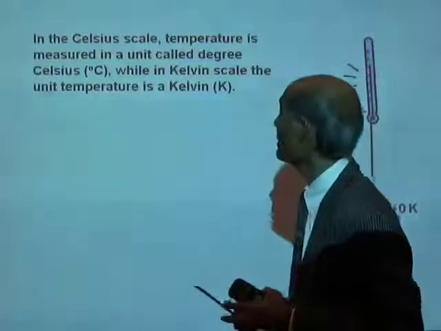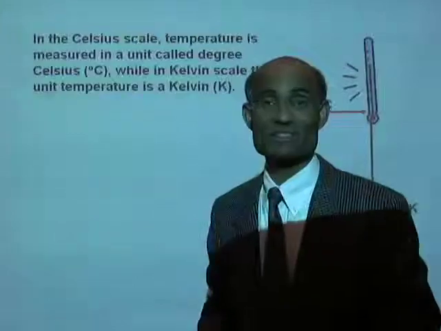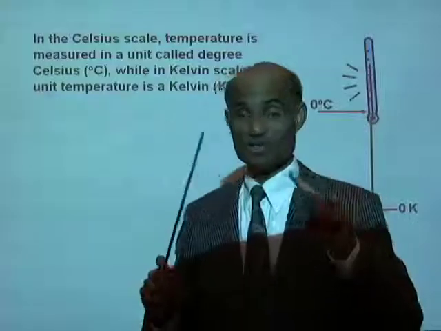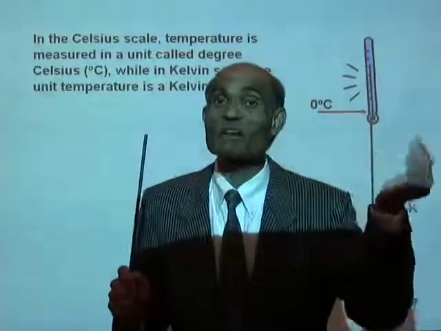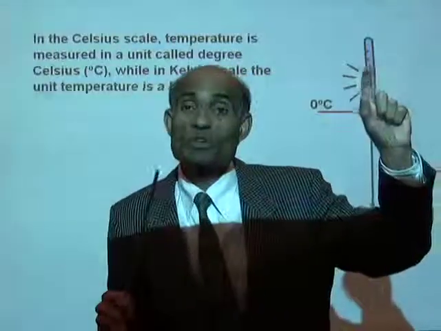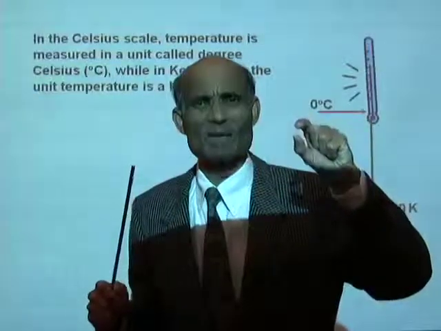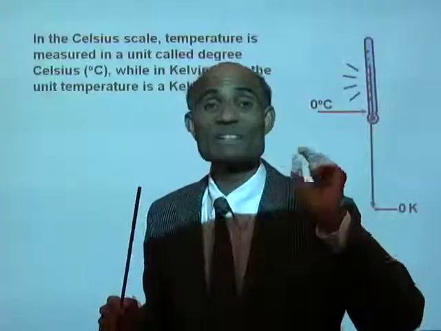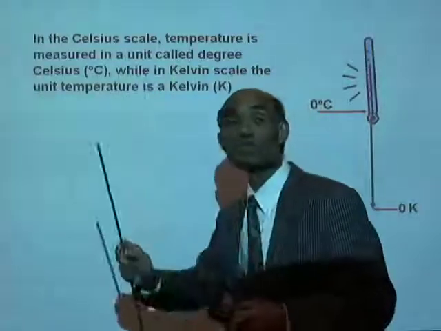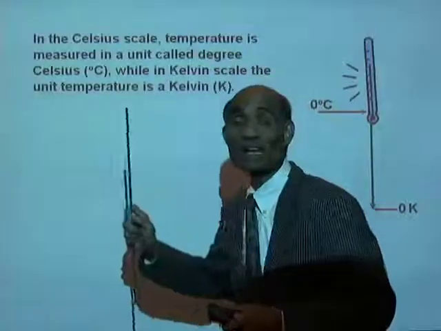Now, in the Celsius scale, the temperature is measured in a unit called degrees Celsius. And on the Kelvin scale, it is measured as Kelvin. This is something students and even professionals sometimes misuse. I have seen bulbs written with maximum temperature 800 degree Kelvin. You don't call Kelvins degrees. When temperature is measured in Celsius, we call it degrees Celsius. But when you measure in Kelvin, you simply call it Kelvin.